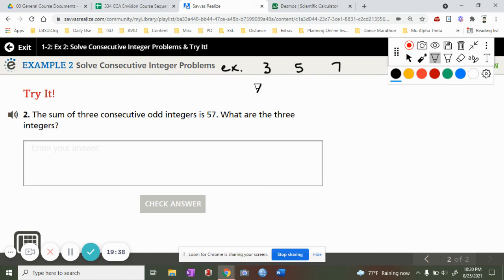So if I do this with my variables, I have x, I have 3 to 5 is 3 plus 2, so I'm going to do my x plus 2, and then 3 to get to 7 is 3 plus 4. So I'm going to do x plus 4. So those are the 3 expressions you will use. What do I need to do with these to add up to 57? Give that a try.